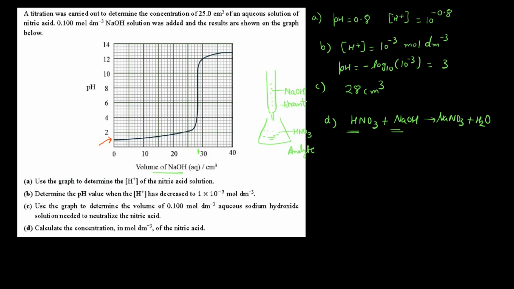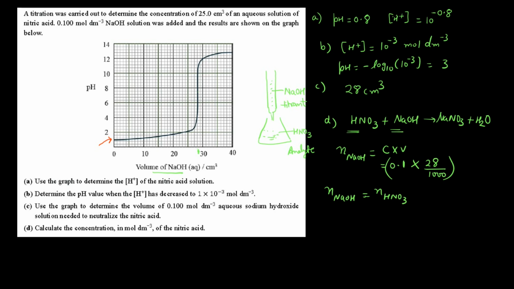So what are the moles of sodium hydroxide? So moles of sodium hydroxide is concentration into volume. So what is the concentration? 0.1 mole per dm cube, and the volume is 28. Divide by 1000 to make it into dm cube. So this is our moles. So these moles of sodium hydroxide equal the moles of HNO3.